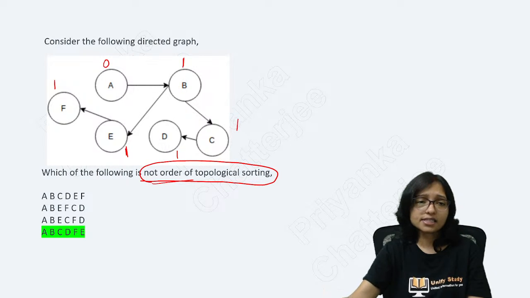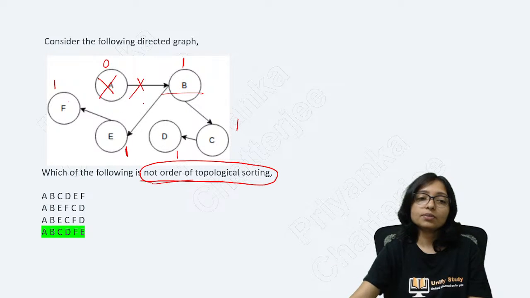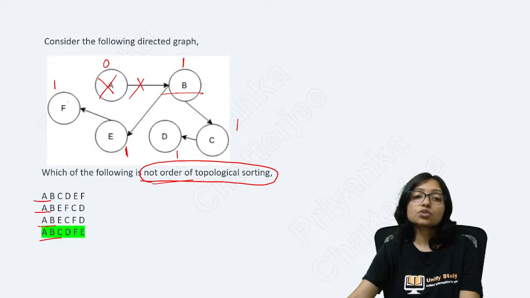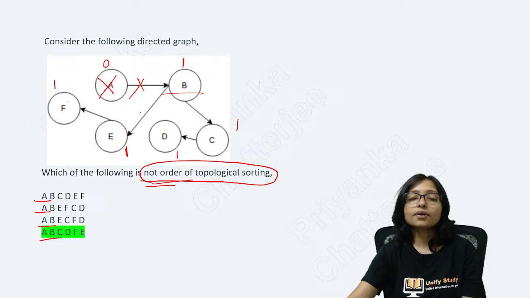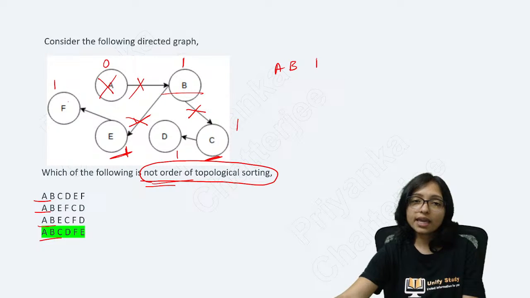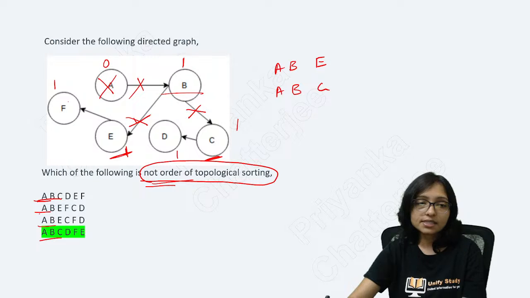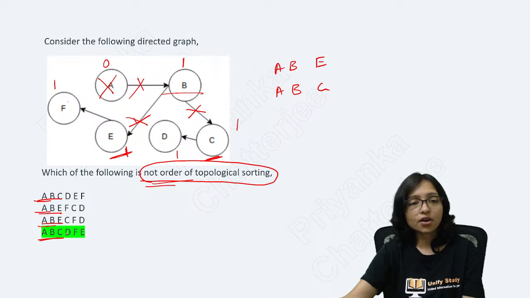Now from where can I start? I can start with A, because A is not depending on anyone. After A, B will come. So in every option, A, B is correct. Now you have to think which one is not. Remember, after B I can take E also, or C also. So A, B, E is also correct. A, B, C is also correct. These are all correct.